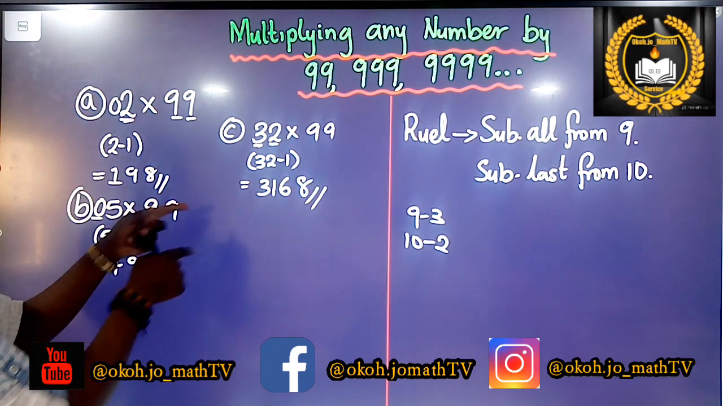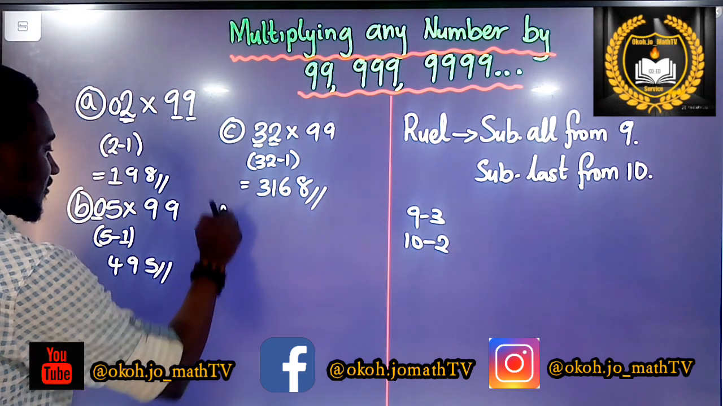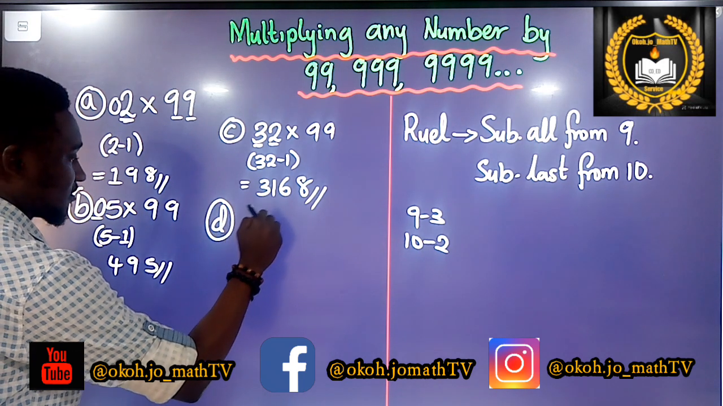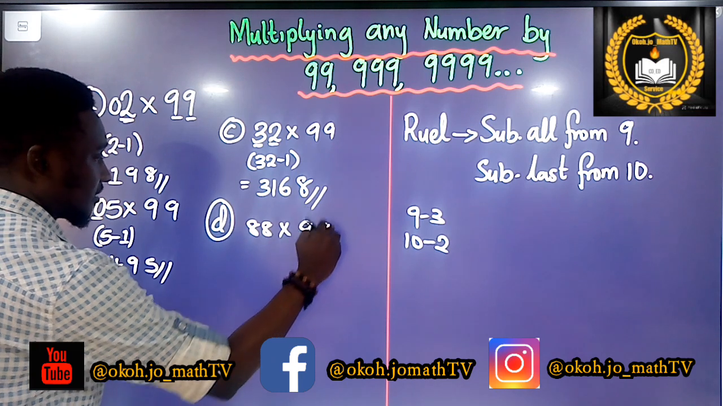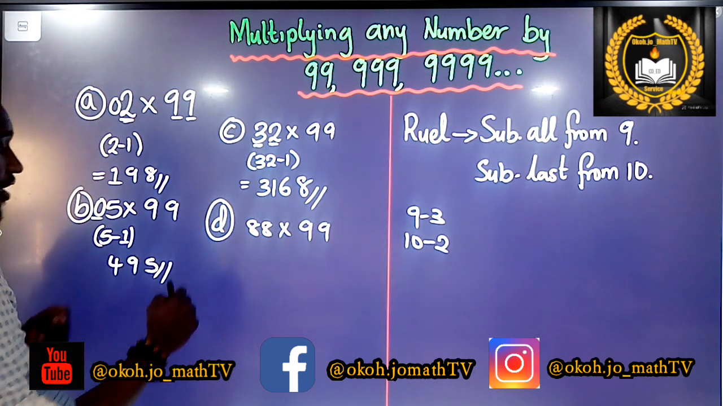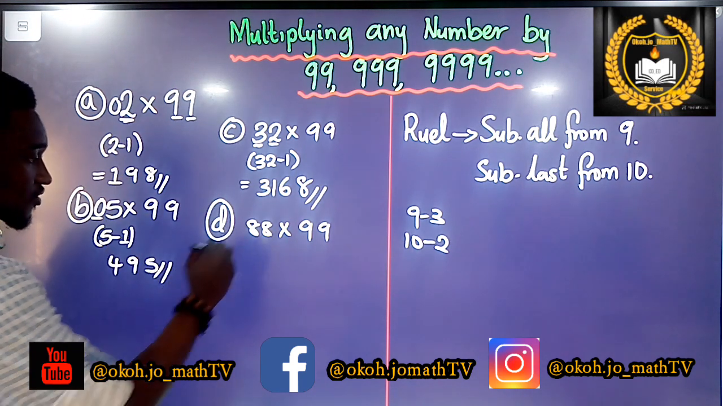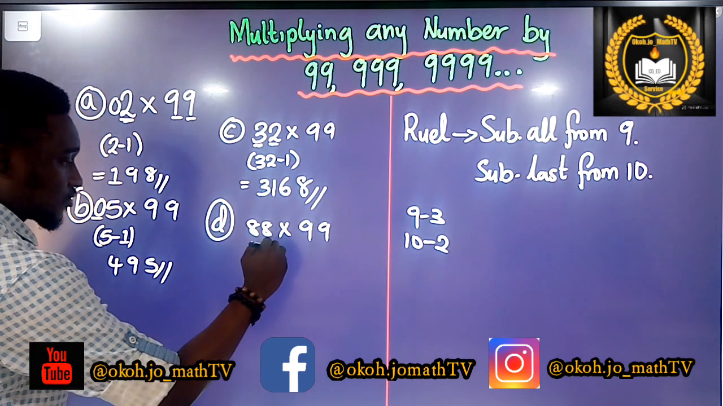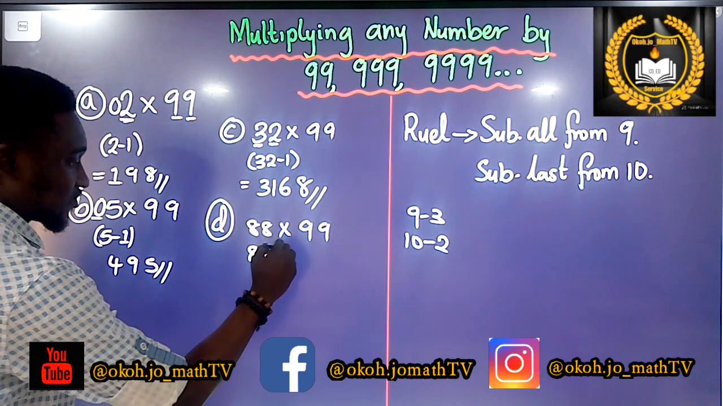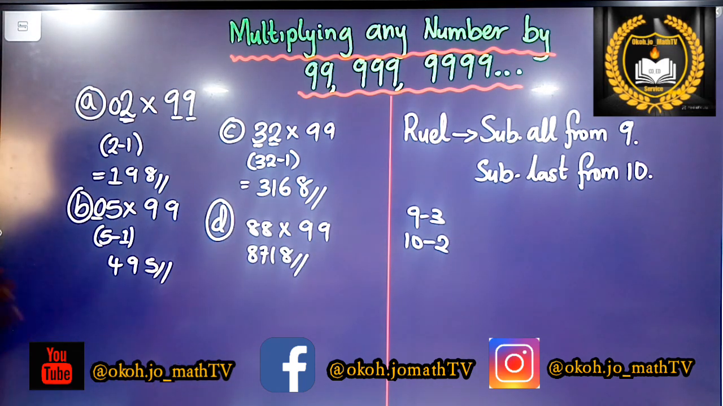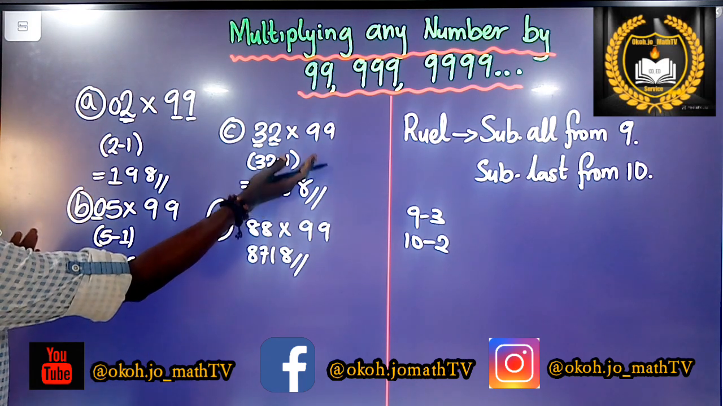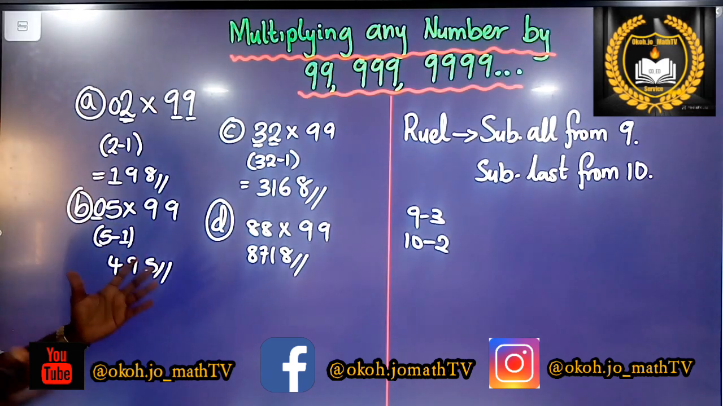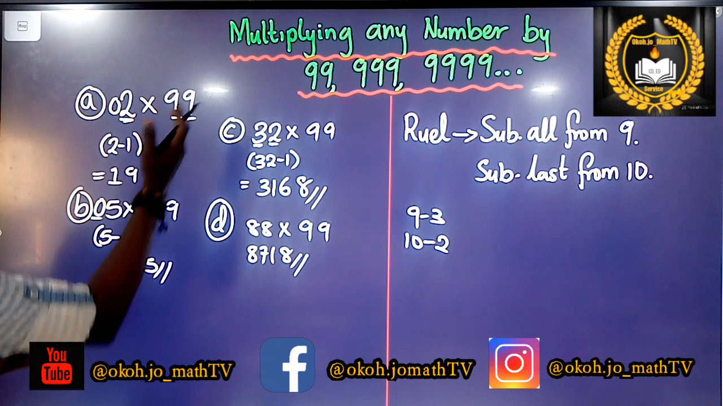So the second one I'm going to do here, I'll be fast about it. Let's say you have D, which is 88 times 99. So without going this way, 88 minus 1 is 87. Exactly. Then 9 minus 8 is 1. Then 10 minus 8 is 2. You can see how fast it is. As simple as that. We have understood this aspect, so I'm no longer going through this process. So mentally, you can even look at it and tell how the answer is. Is that okay? So this is for 2 digits.